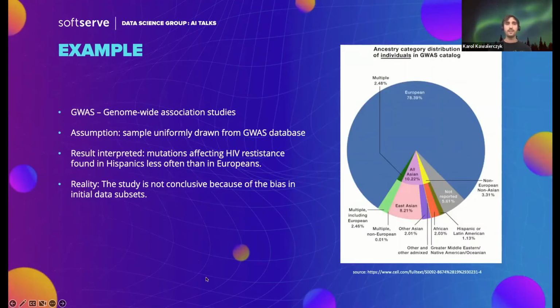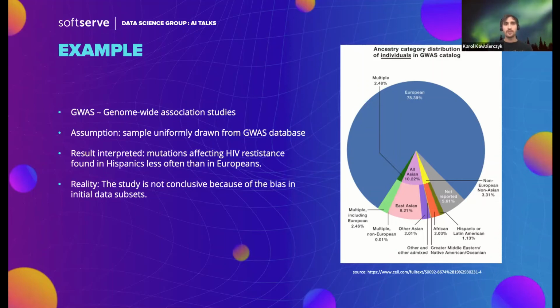So we have something like genome-wide association studies, and it's a database. It contains a catalog of genomic data. And let's say that we would like to run an experiment on it. The majority of this data comes from European people, while the minorities are very small over here. So it's a highly imbalanced data set.